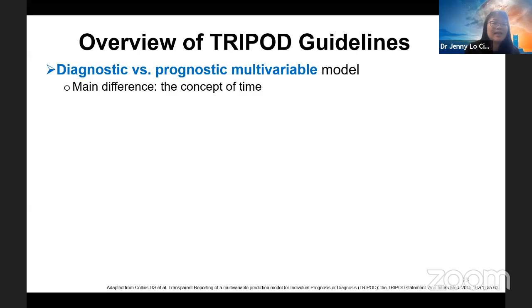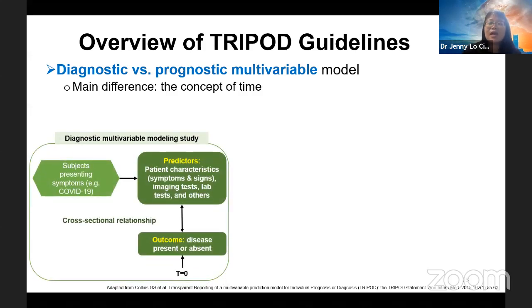There are two types of study in the TRIPOD guideline. One is a diagnostic problem, and one is a prognostic problem. What do I mean by the diagnosis and the prognosis problem? The main difference is the concept of time. Let me show you. Diagnostic multivariable modeling: let's say right now it's COVID. You have a fever and you develop some symptoms. I want to know, given your symptoms, signs, and the nasal swab, do you really have COVID at this time point or not? This is called the diagnosis problem. It's a cross-sectional relationship. You want to know it now, when you measure those predictors at the same time.